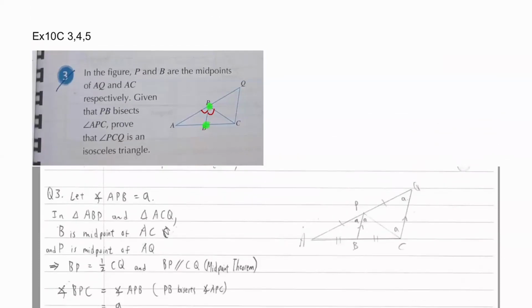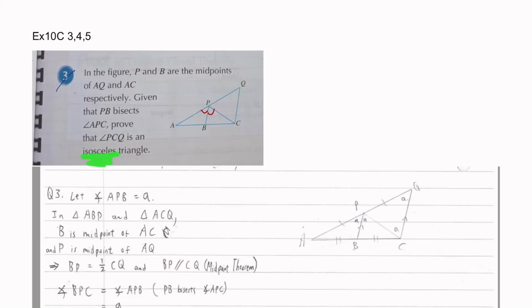So P and B are midpoints of AQ and AC respectively. What are the 2 conclusions you can make? The short one is half of the long one, the base. Can you see the base BP and the base CQ? BP is the base of this small triangle ABP. CQ is the base of the big triangle ACQ. The short base is half of the long base. That's what this first part is saying. What else? BP is parallel to CQ.